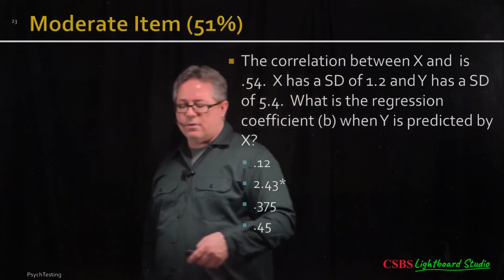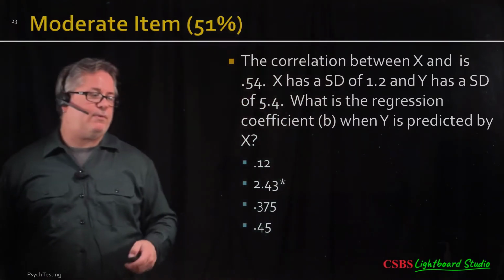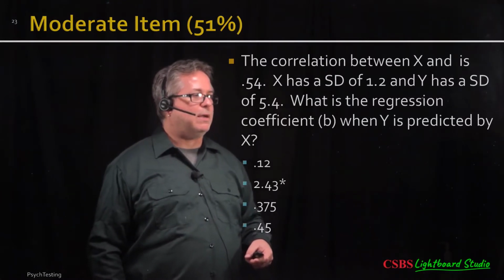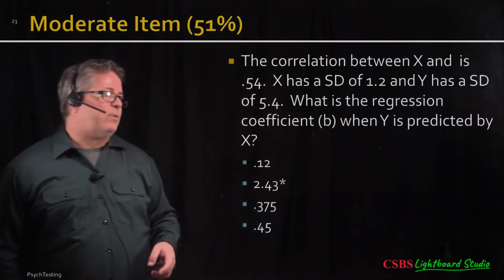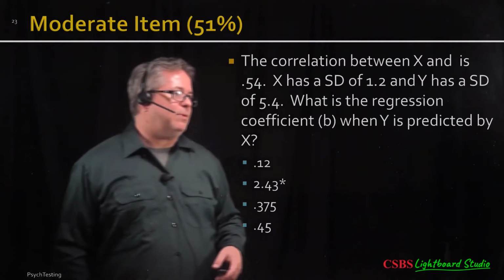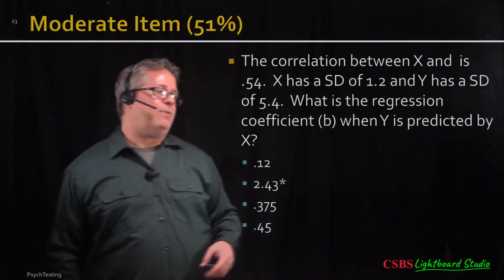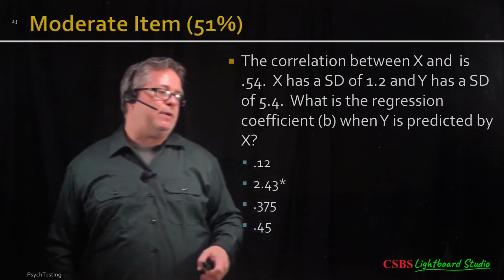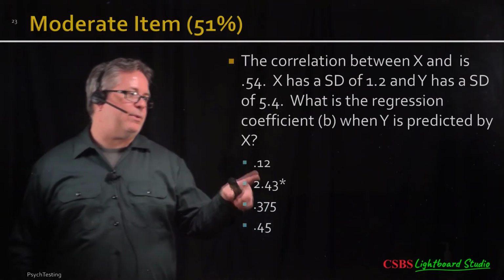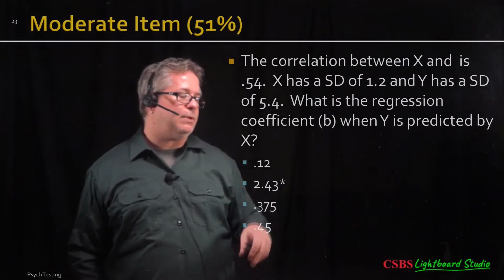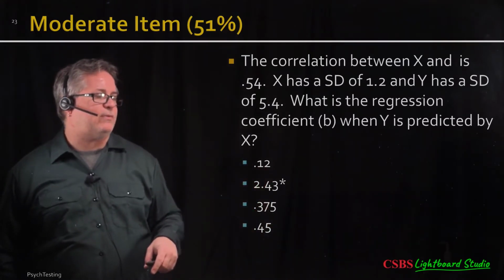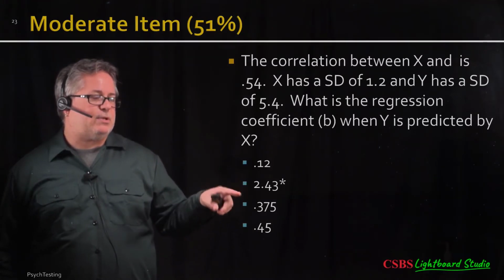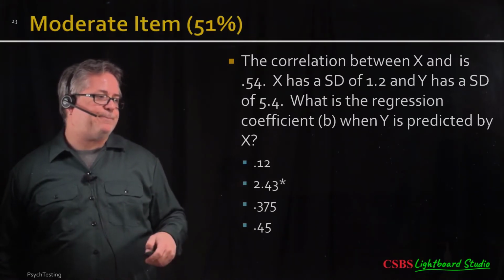So here's a moderate item, basically 50-50. The correlation between x and y is 0.54. I don't know why the y is missing. X has an SD of 1.2, y has an SD of 5.4. What's the regression coefficient when y is predicted by x? The answer is 2.43. I don't know what the distractor is that's attractive here, but that semester, half the class got this item correct, the other half did not.